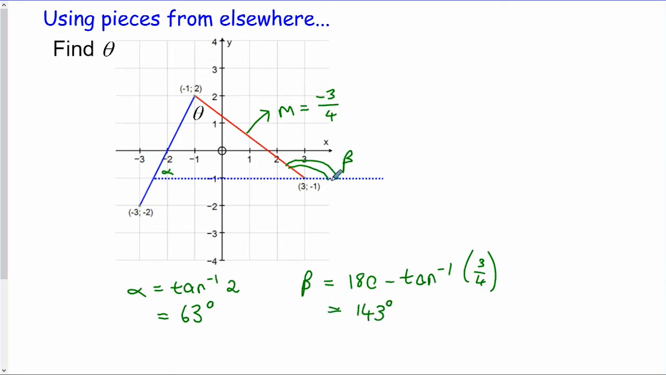Now, this angle is exterior to this triangle. So we know that, in fact, beta will be the same as alpha plus theta. The exterior angle of a triangle is equal to the sum of the opposite interior angles. So obviously theta will be beta minus alpha. So 143 minus 63, about 80 degrees. Right, and that's much simpler than working out all the lengths, etc.